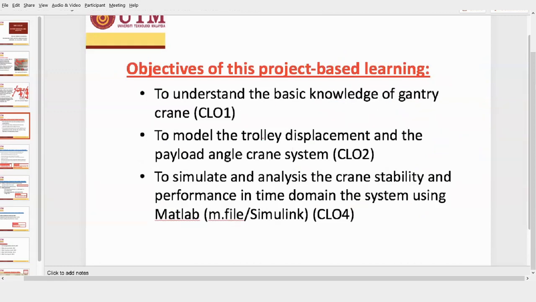So in this case, if you refer to the assessment, you have 10% assessment, if you refer to the CI, for the quiz, tutorial, and assignment that contribute to CLO1 and CLO2 is 10%.